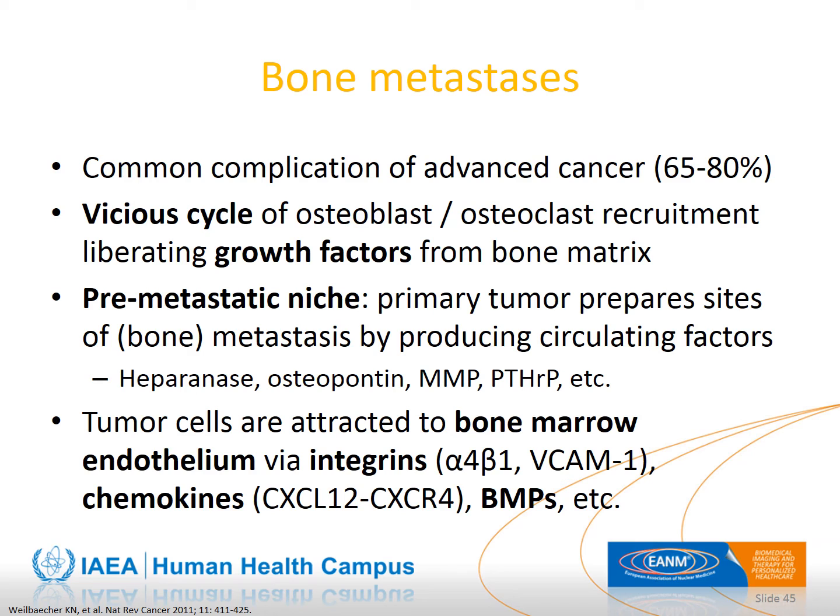Interestingly, the concept of a pre-metastatic niche has emerged, with evidence suggesting that a primary tumor can prepare future sites of bone metastasis by producing circulating systemic factors, including the well-known parathyroid hormone-related peptide. The preponderance of some tumors to form bone metastases is not coincidental, with clear evidence that tumor cells are attracted to the bone marrow endothelium via integrins, chemokines, bone morphogenetic proteins, and other mechanisms.